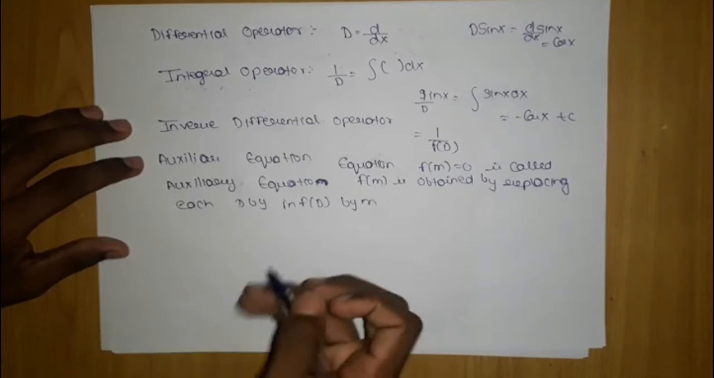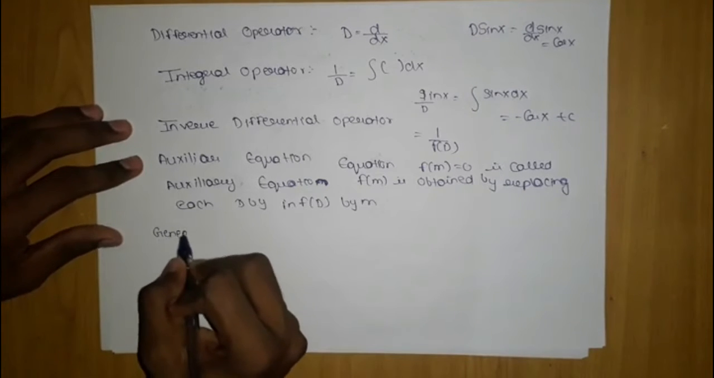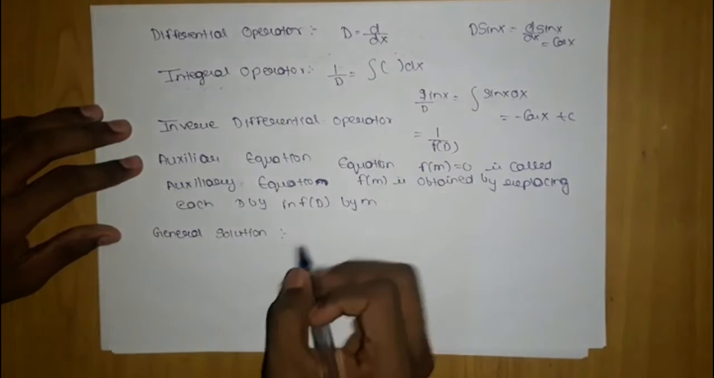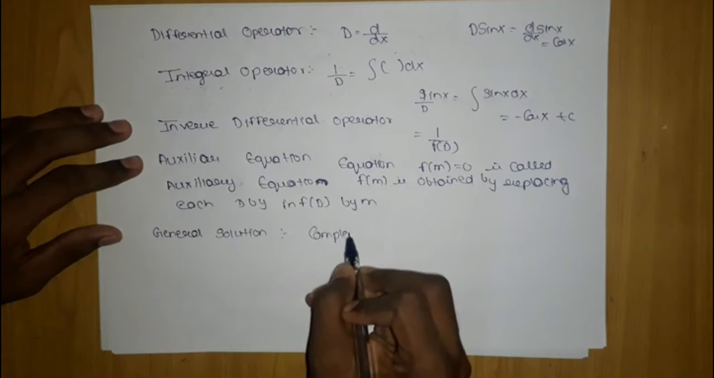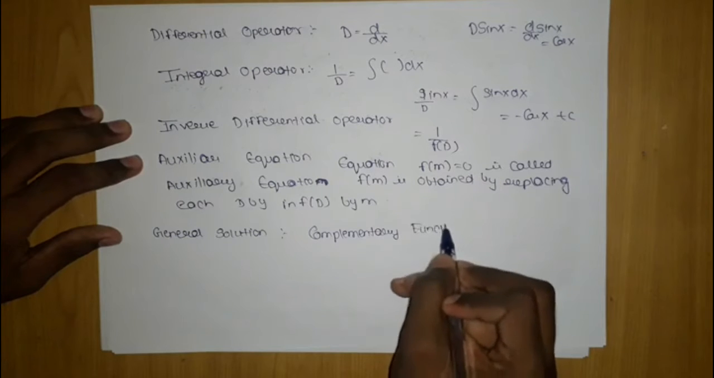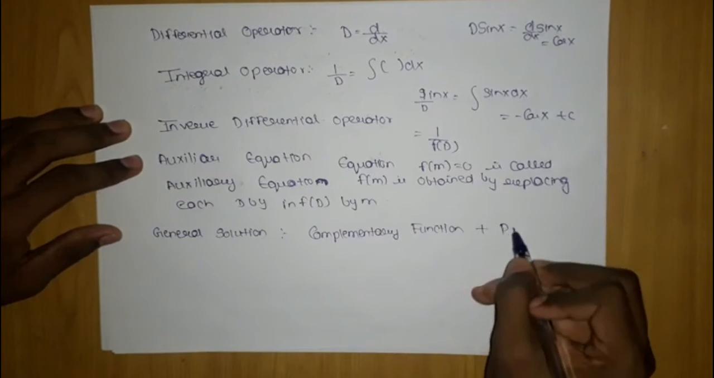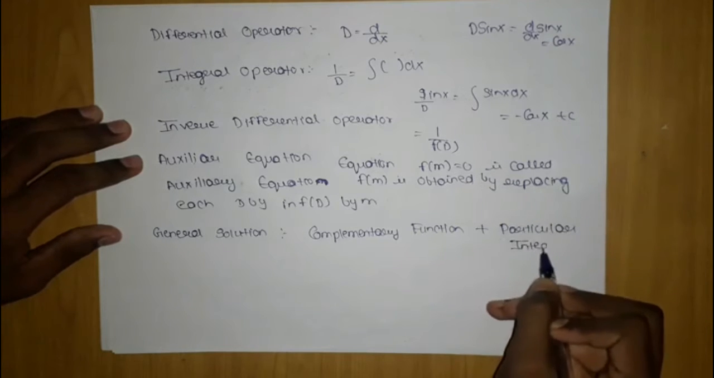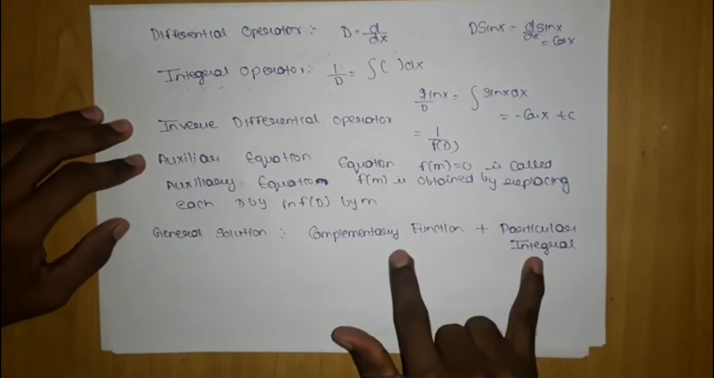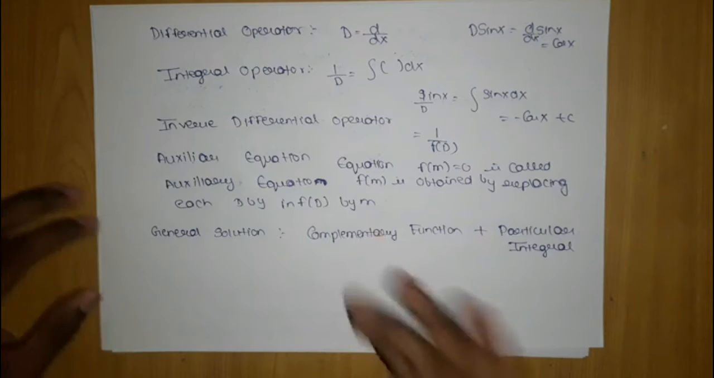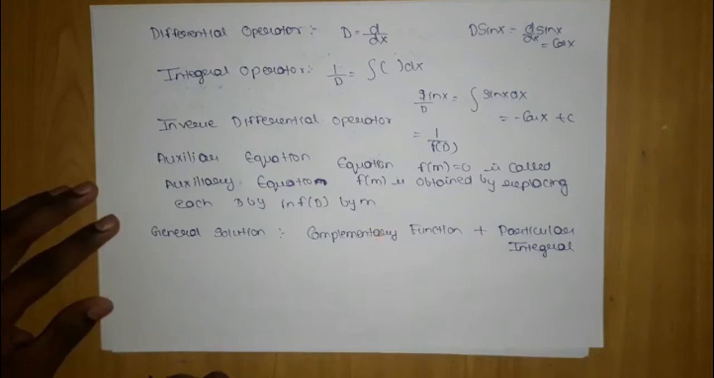Now whenever they give you a question, they will always ask you for the general solution of a higher order linear differential equation. It is a combination of complementary function plus particular integral. These two things combined give you the solution of an nth order or higher order linear differential equation. Now your question should be how to get the complementary function and the particular integral.